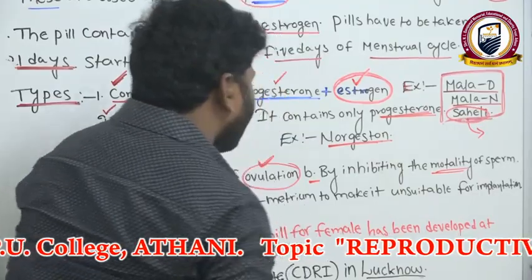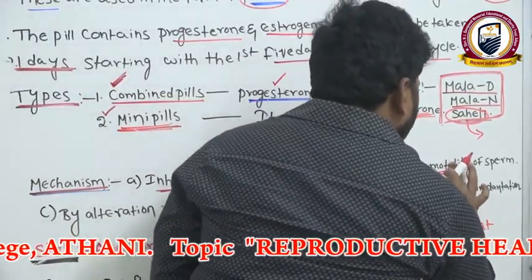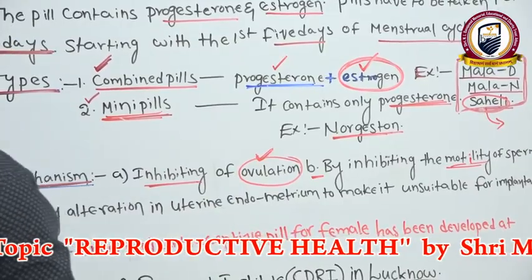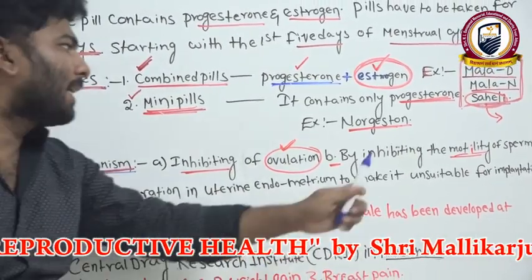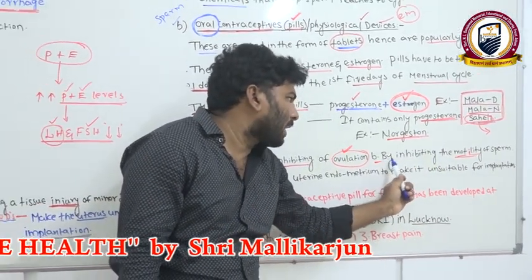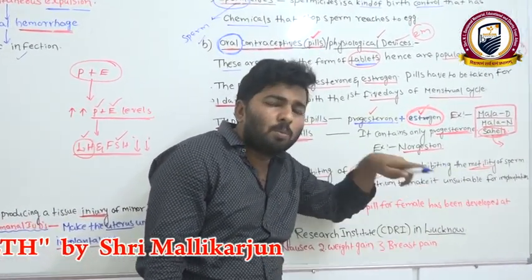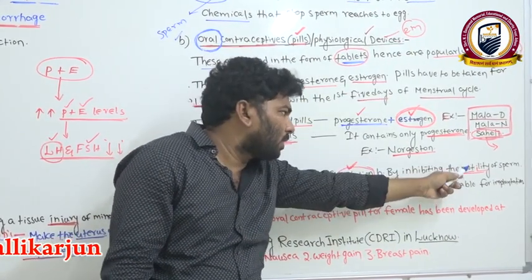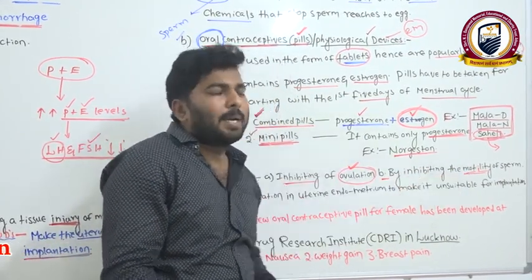Now the next one, B, by inhibiting the motility of the sperms. Inhibiting the motility of the sperms means, as I already told you, in the case of the IUDs, sperm motility decreases. So there is no chance for the sperms to move from the vagina to the fallopian tube, and no chance to undergo fertilization.